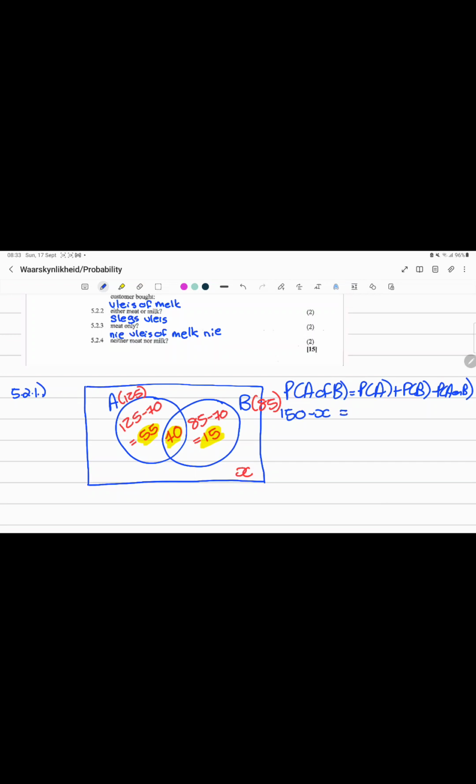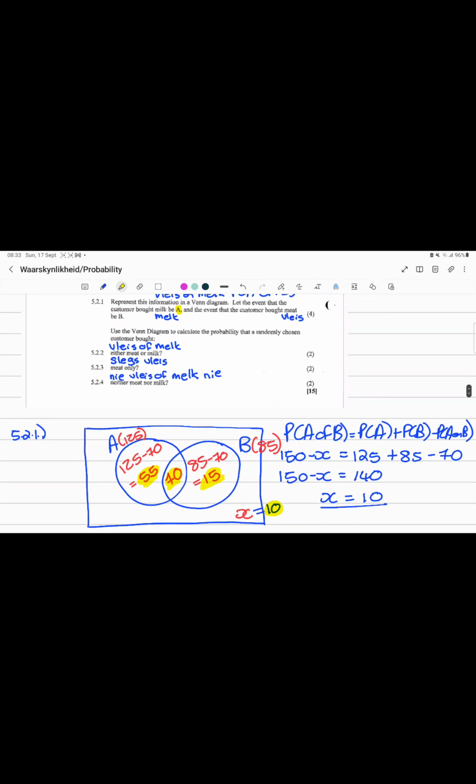P(A), wat is die waarskynlikheid dat iemand melk gekry het, was 125. Wat is die kans dat iemand vleis gekry het, dit was 85. En wat is die waarskynlikheid dat iemand beide gekry het, dit was 70. So as ek dit uitwerk, kry ek 150 minus X, en dan gee hierdie deel vir my 140. So dan gaan ek net 150 oorvat, om minus, en dan sien ek maar X gee vir my 10. So dit beteken, 10 mense het niks gekoop nie. Alright, so daarso is my Venn-diagram voltooid, en nou kan ek my vraag beantwoord.